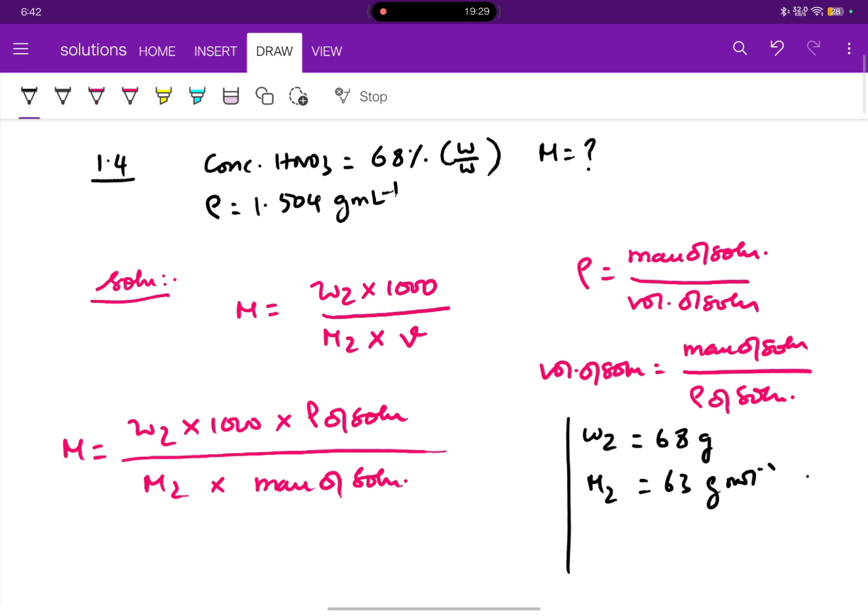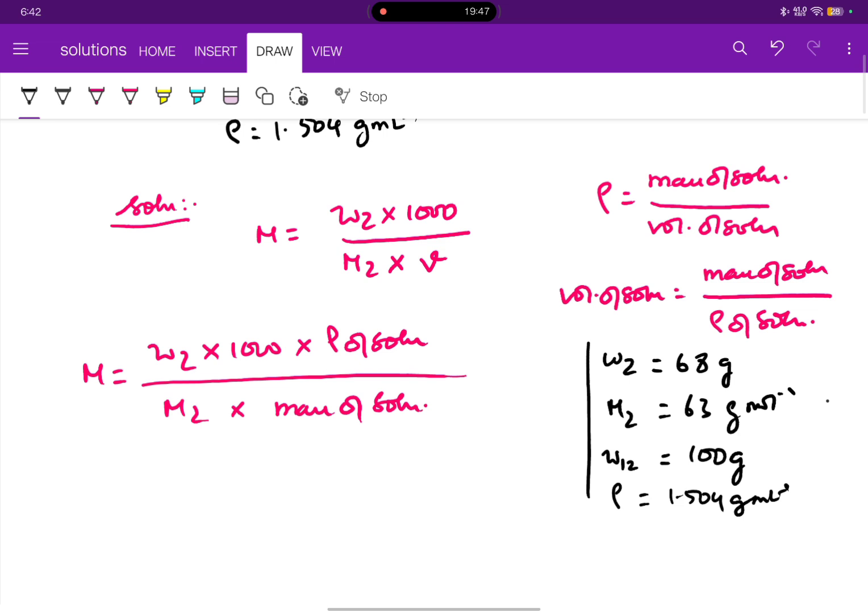Never bother about it. So what is the mass of the solution? That is W1 and W2 together, 100 gram. Because it is a percentage solution. And they have given the density. How much density have they given? 1.504 gram per ml. So we have the data.